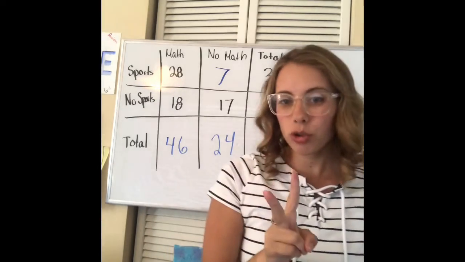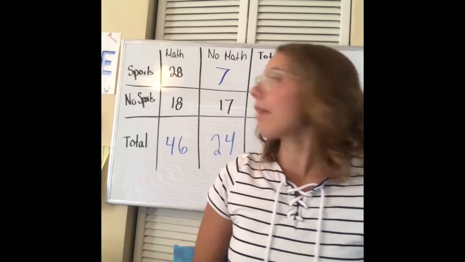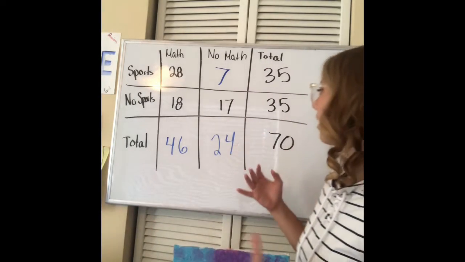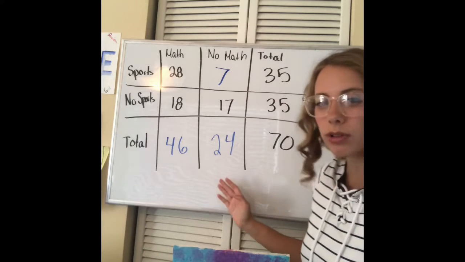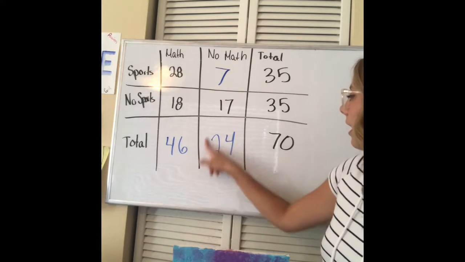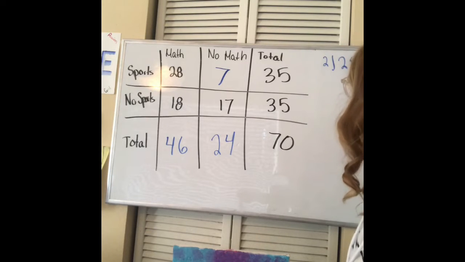Now question 2 says, how many students don't like math? So we're looking at our table. This is students who don't like math. I'm looking for the total number who don't like math. It's 24. So number 2 is 24.